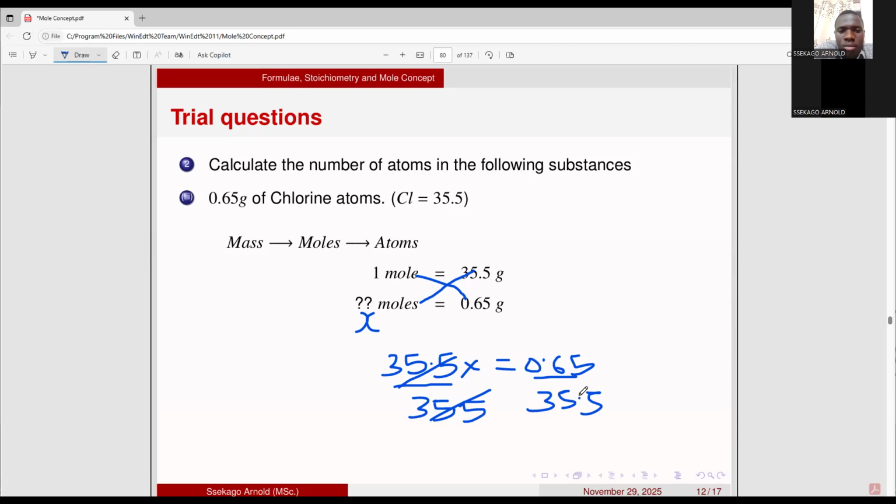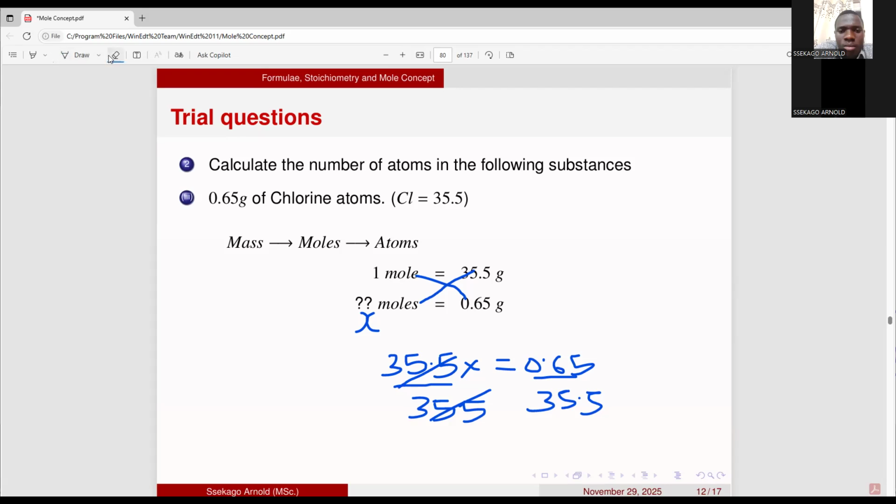Hope you've seen. Therefore, to determine the number of moles, it is just a matter of dividing the given mass, which is 0.65, over the molar mass, or the RFM.